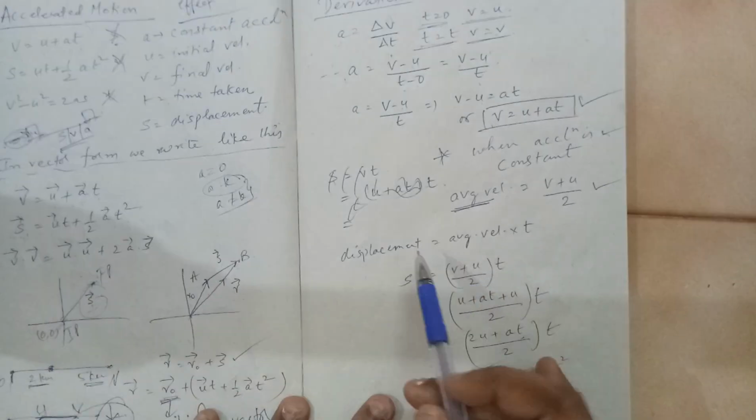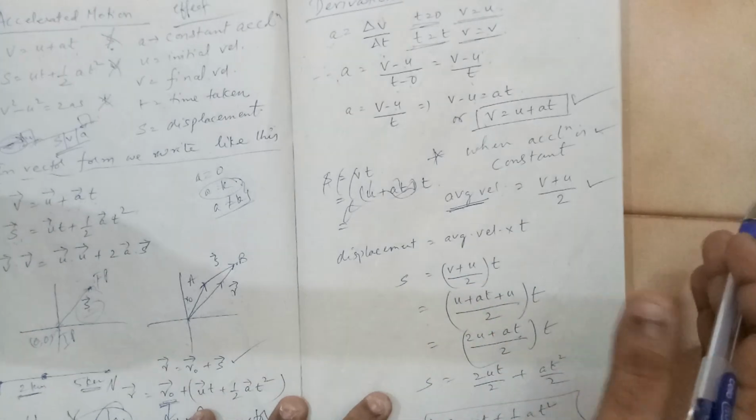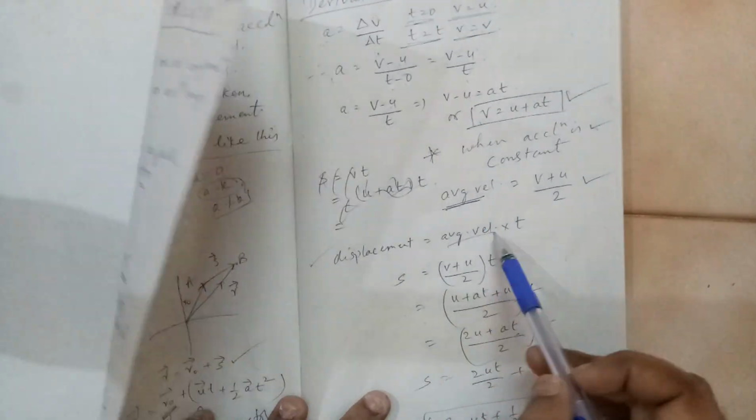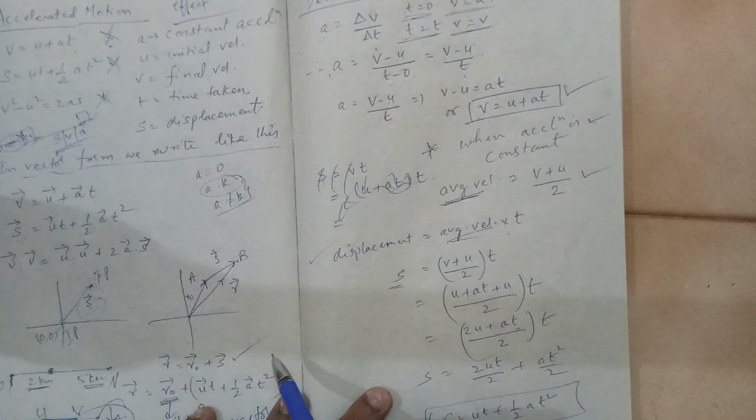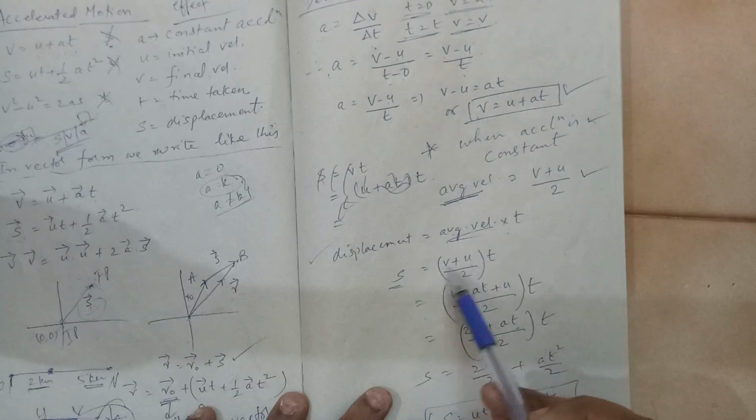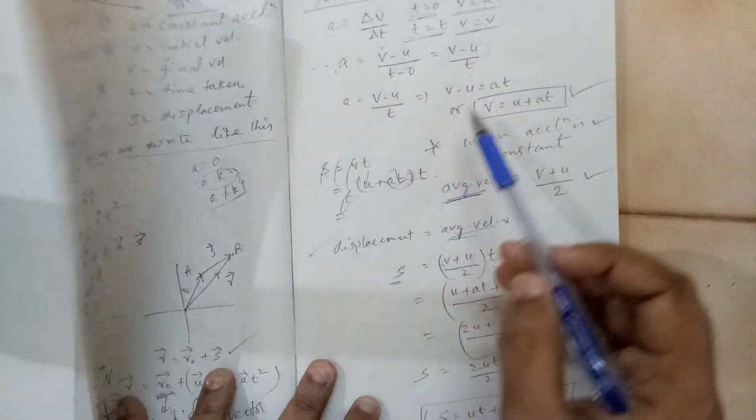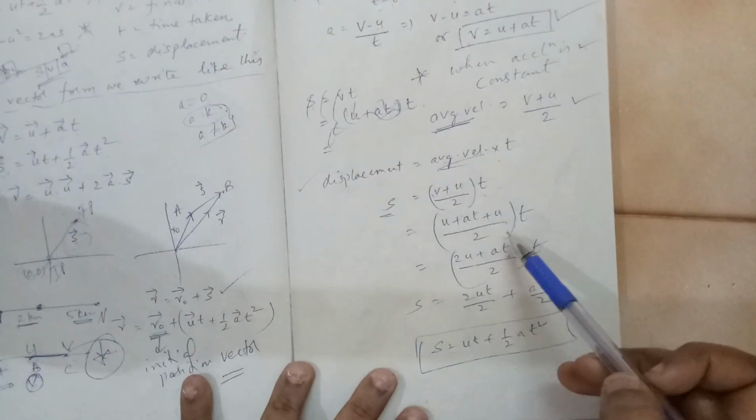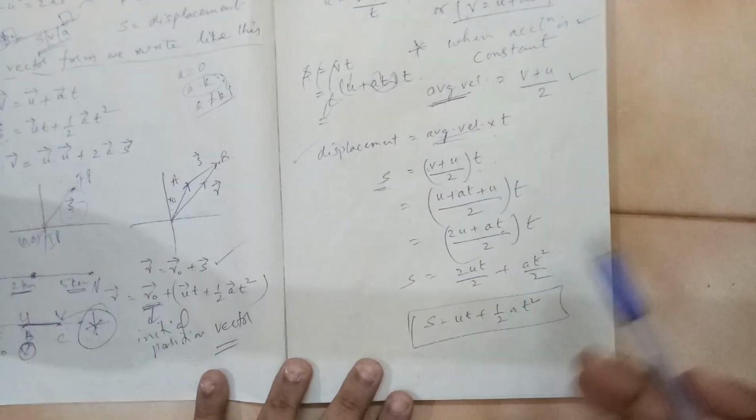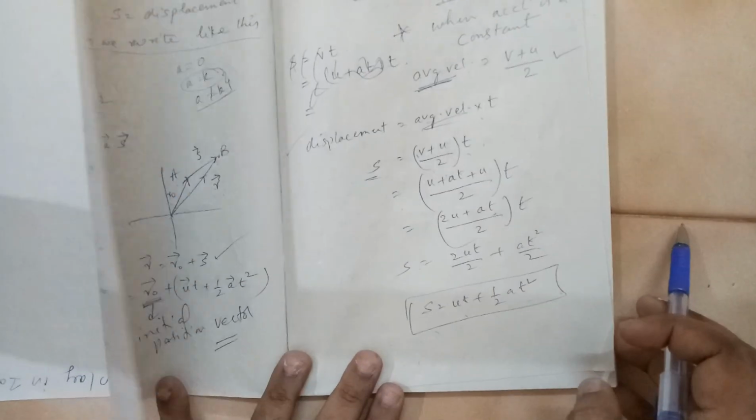Now, you know that average velocity is equal to displacement by time. That means displacement is equal to average velocity into time. Let us say the displacement is s. So s equals (v plus u) by 2 into t. But what is v? We have just derived it. It is just u plus at. Put it over here, and when you solve it, you get s is equal to ut plus half at square.